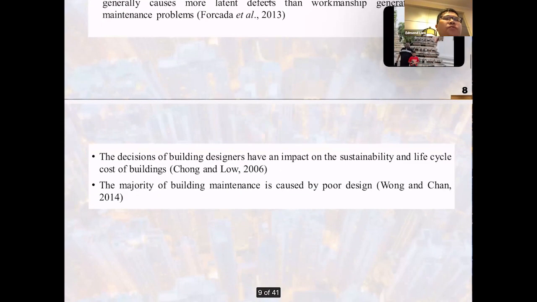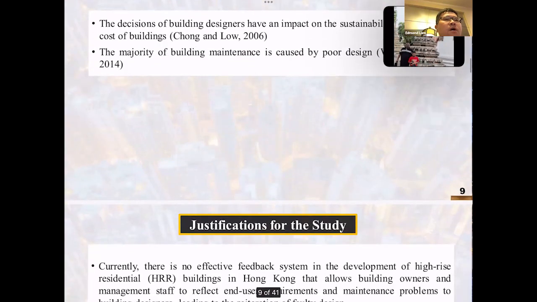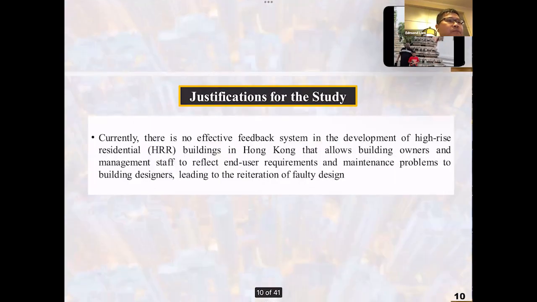The decisions of building designers have an impact on the sustainability and life cycle costs of the buildings. A majority of building maintenance is caused by poor design. With better design, definitely we can avoid latent defects. Why do we need our study?